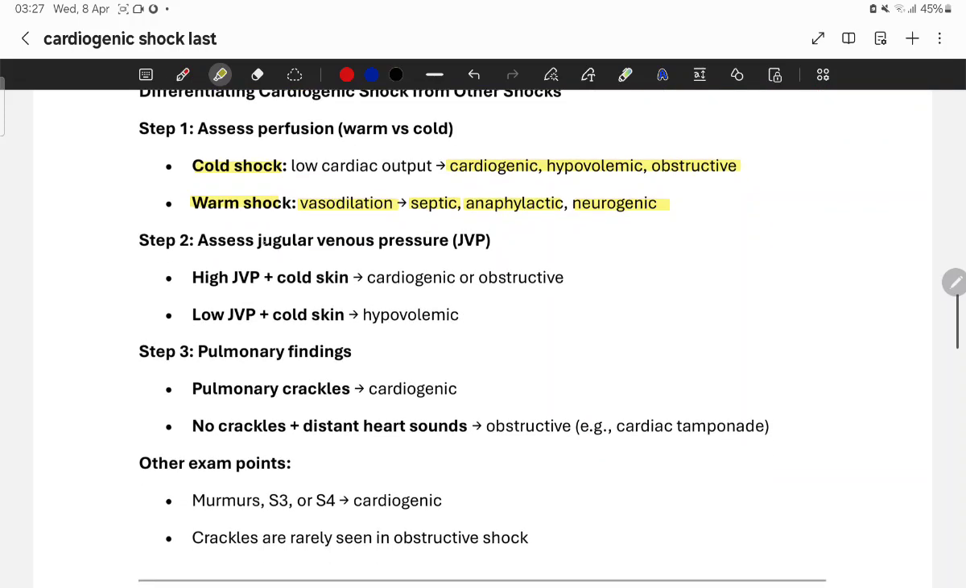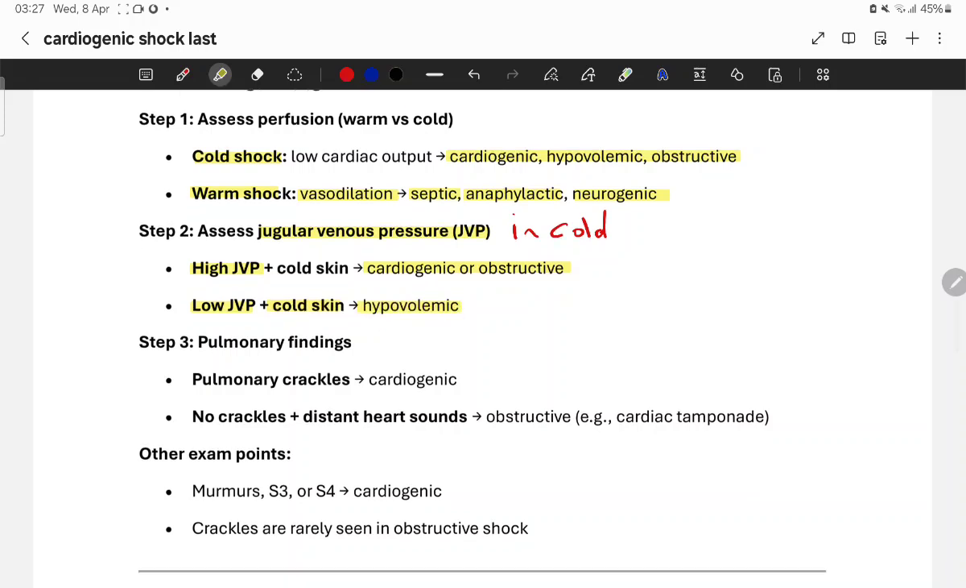After that, we assess the jugular venous pressure in cold patients. If it's elevated, high jugular venous pressure, it's either cardiogenic or obstructive. If flat jugular veins are present or low jugular venous pressure in a cold patient, it's hypovolemic.